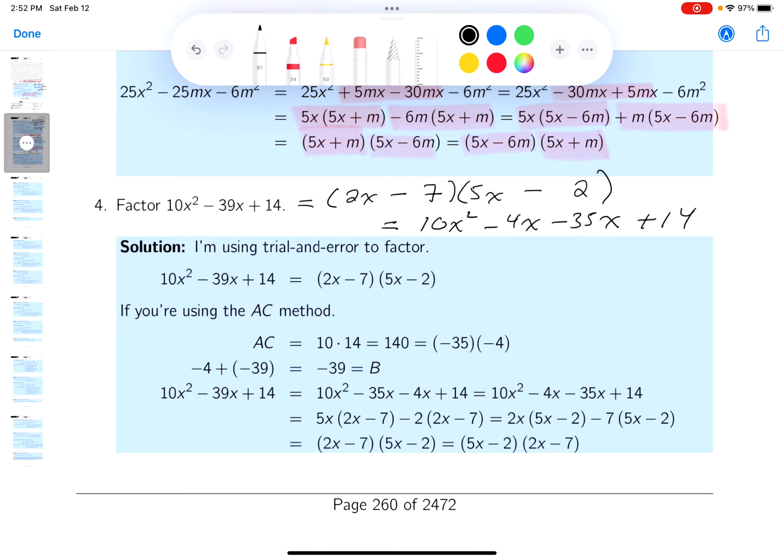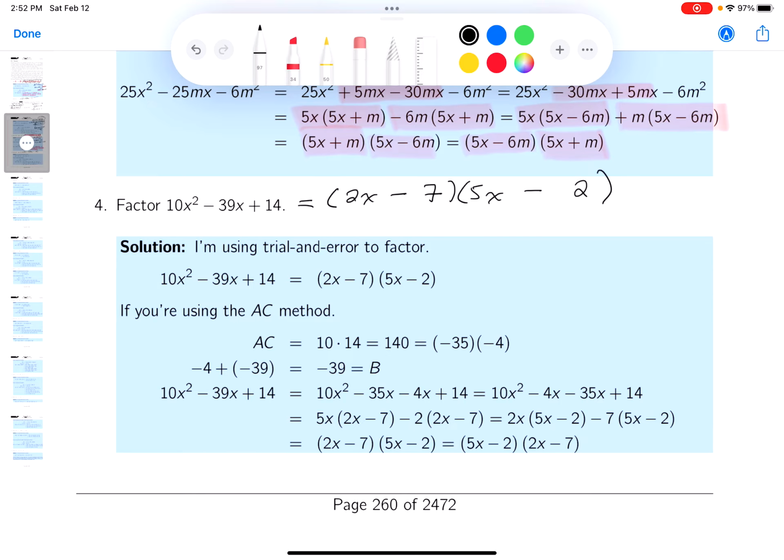Does that work? You definitely get the first term. You definitely get the last term. And minus 4 minus 35 is definitely minus 39. So that worked really nicely with trial and error. I got it in 2 tries, all right? With practice, you're going to get them on the first try.